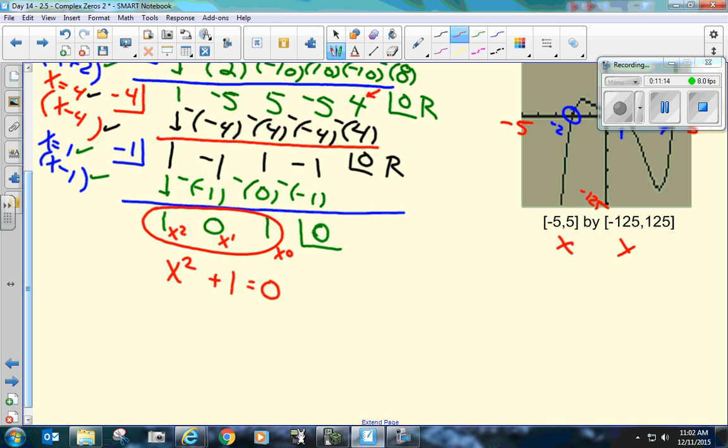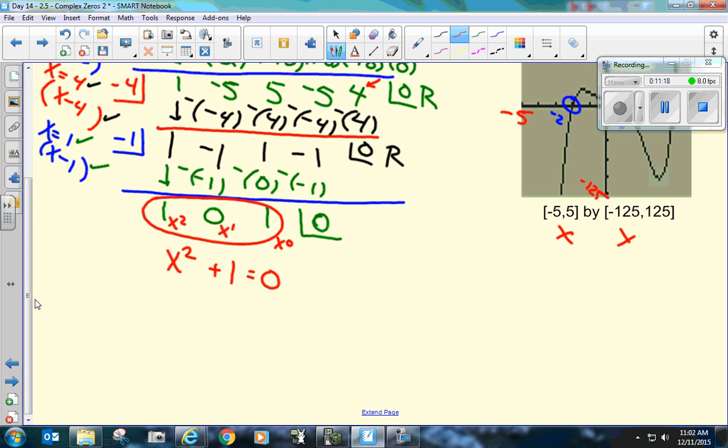I can't factor it into parentheses, but it's just 1x squared, so I get the x alone and take the square root, right? So I'll subtract 1 from both sides. I got x squared equals -1.